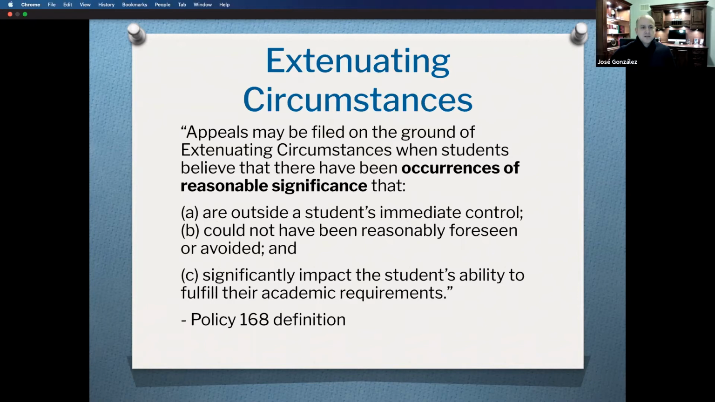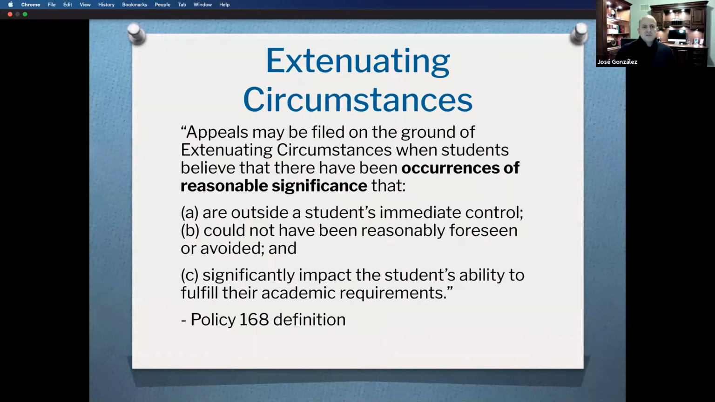So basically, if you have any occurrence where something happened that was beyond or immediate, it's called A, B, C, and D. Let me just read it. Outside the student's immediate control, or could not have been reasonably foreseen or avoided, or significantly impacted the student's ability to fulfill their academic requirements.